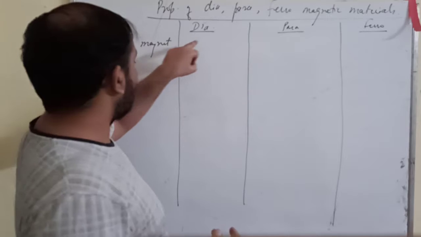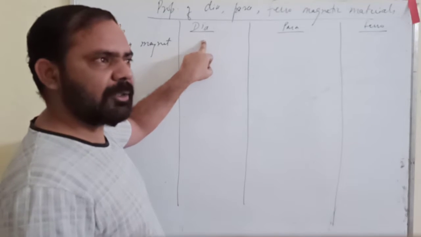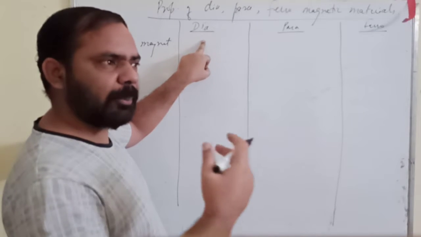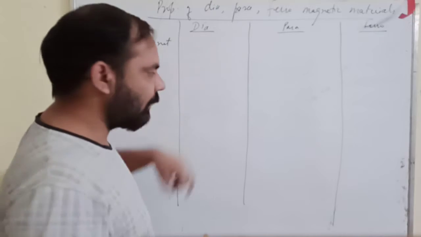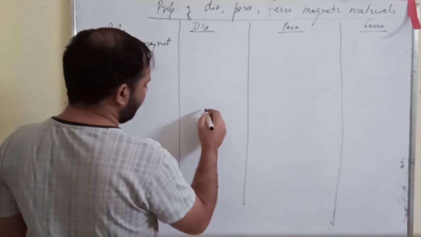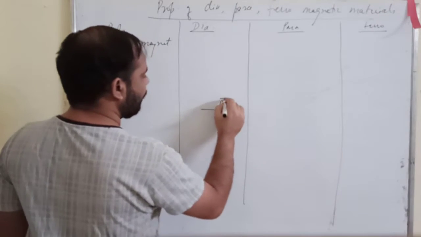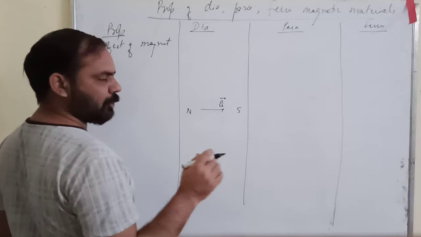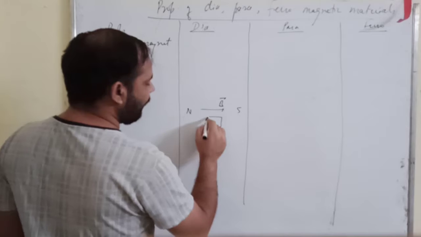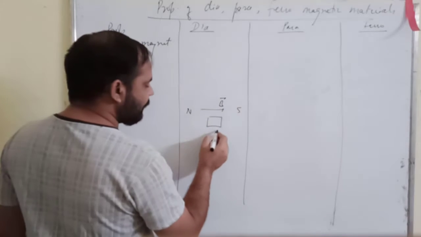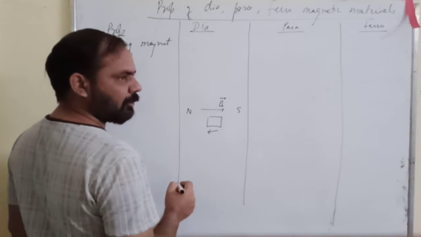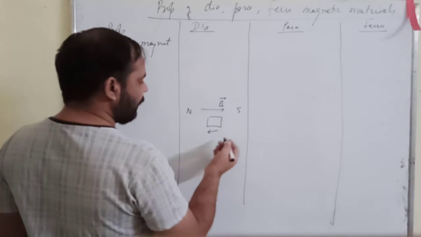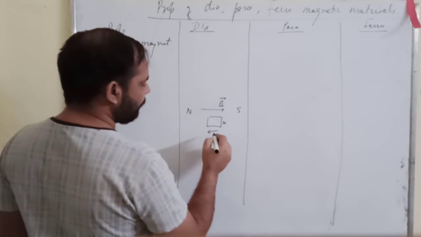Now, as we know, diamagnetic materials get magnetized in the opposite direction, right? Suppose you have a magnetic field in this direction B, so you can simply understand that here it will be north and here it should be south. Now you keep a diamagnetic material, it creates a magnetic field in the opposite direction to the external magnetic field.